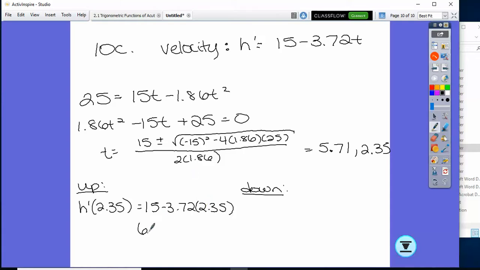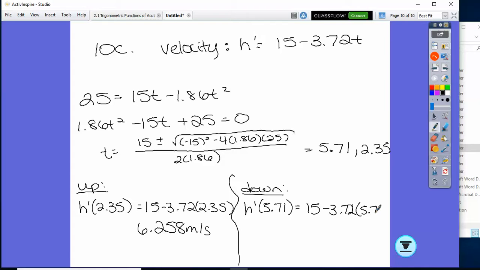And we get 6.258 meters per second. Notice that is a positive. Why is that velocity positive? Because it's going up. So this one should be negative because it's coming down. So I plug the 5.71 into my velocity equation, and I get negative 6.2412. Is that okay?